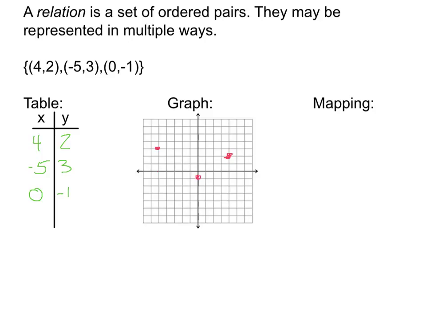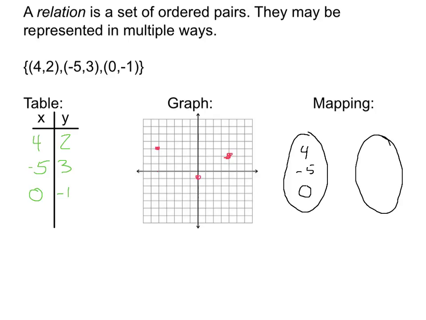The other one is a mapping. And in a mapping, you're going to kind of create two little bubbles or clouds. And what you're going to do is you're going to put in all the X values in one, 4, -5, and 0, and you'll put in all the Y values in the other, 2, 3, -1. And you're going to show how they map from the X's to the Y's. Okay, so the X is the input, the Y is the output.